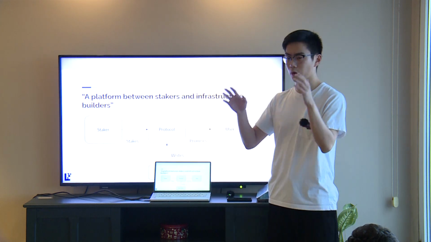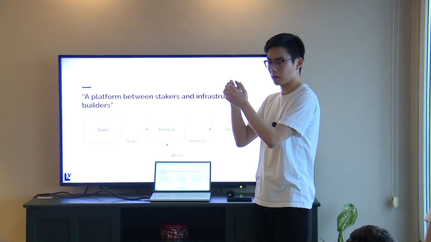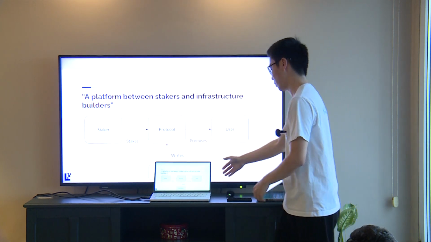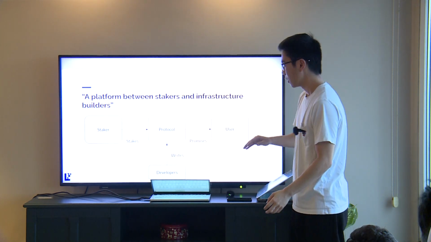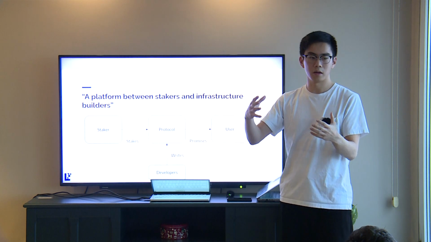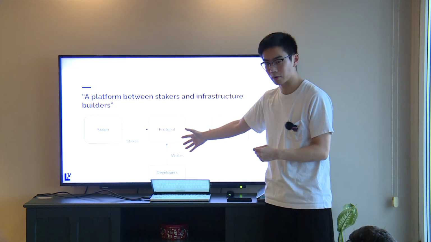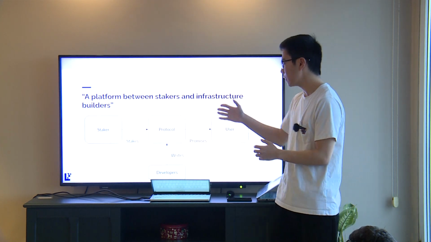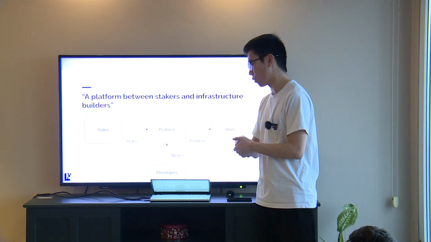The first one is we need a platform connecting stakers and infrastructure developers. And what does that even mean? We're going to run through a very simple diagram of what a current proof of stake protocol is. You have stakers who stake into the protocol. You have some developers who are writing the protocol software. And at the end, the protocol serves some kind of user. Let's say, for example, I use an oracle as an example.